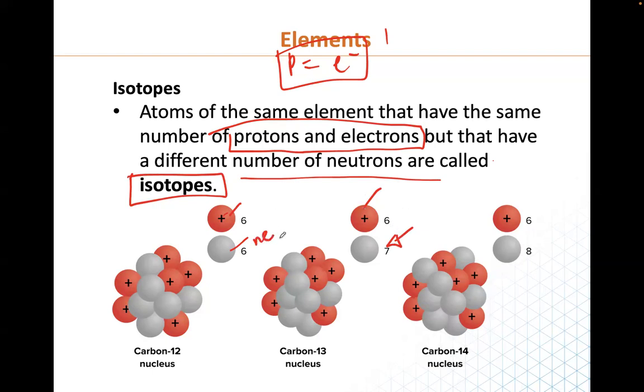This is neutron. So it's got 7 neutrons. And carbon-14 has got 6 protons, and it's got 8 neutrons. So this is why we call them isotopes. That would make the atomic numbers the same, but the atomic masses would be different. So this one has 13 as atomic mass, and this has 14 as atomic mass, because the number of neutrons are not the same.